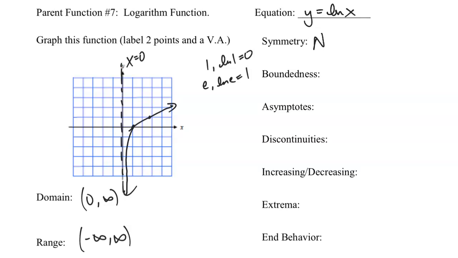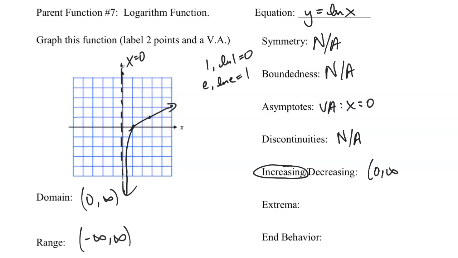This graph does not have any symmetry. It does not have any boundedness. It does have a vertical asymptote at x is equal to 0. There are no points of discontinuity in this graph. The function is always increasing on its entire domain from 0 to infinity. It does not have any maximums or minimums.